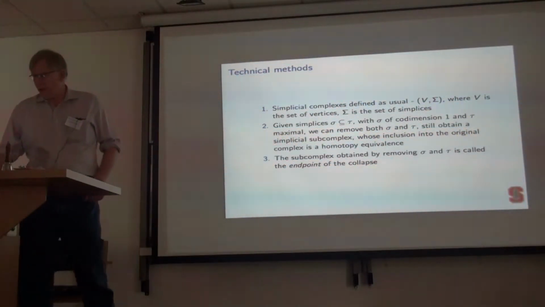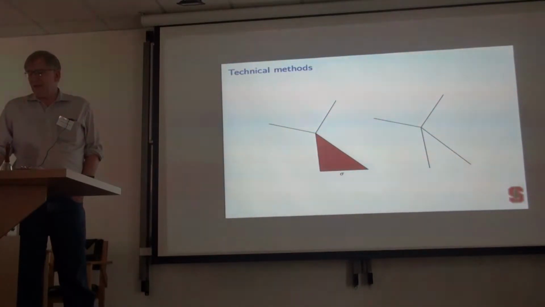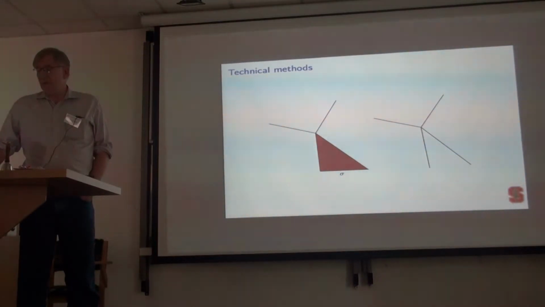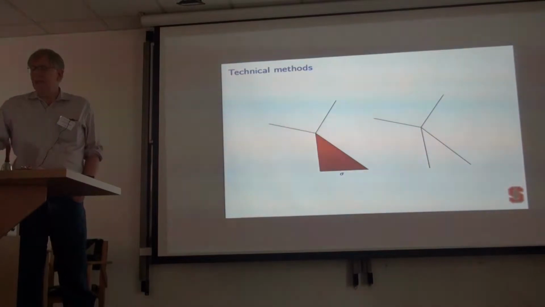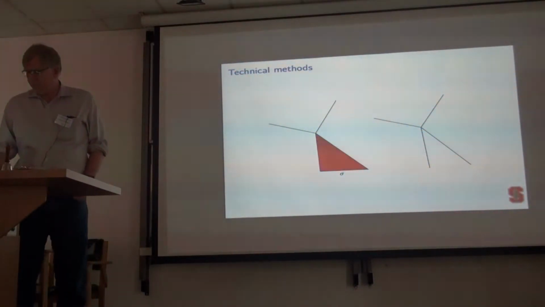So the picture here is like this. You can see on the left there, you've got sigma as a codimension one face of tau. And in this situation, sigma is not a face of anything else, so I'm free to remove both of them and get the picture on the right there. And those two have the same homotopy type.